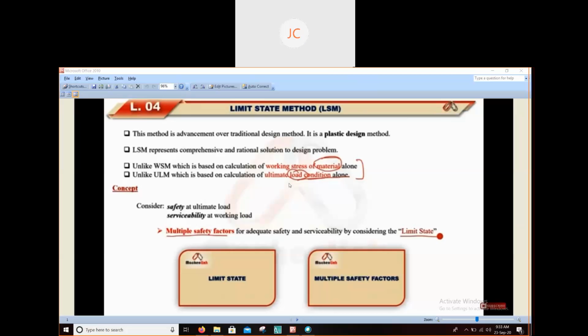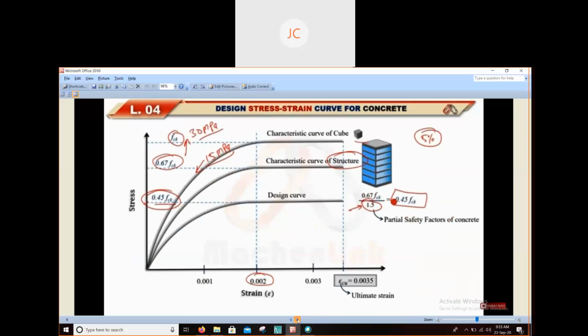Okay, as you can see, limit state means this method is an advancement over your working stress method. In working stress method we have considered only up to the elastic region. I think I have shown you the curve of concrete. Let us see this curve. I will explain this curve later on, but just for your understanding, I am telling you now: in working stress method we have considered this stress-strain curve for concrete as an elastic one.